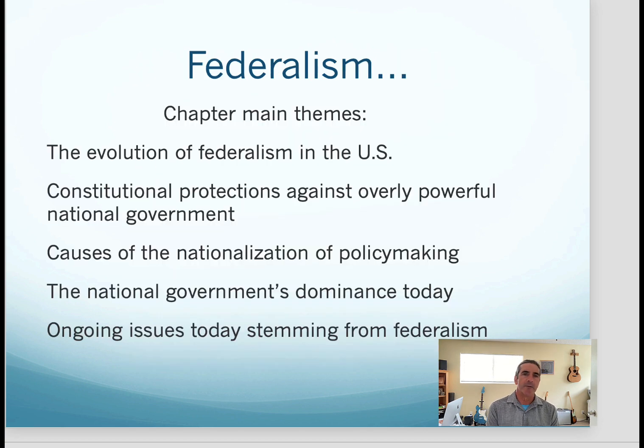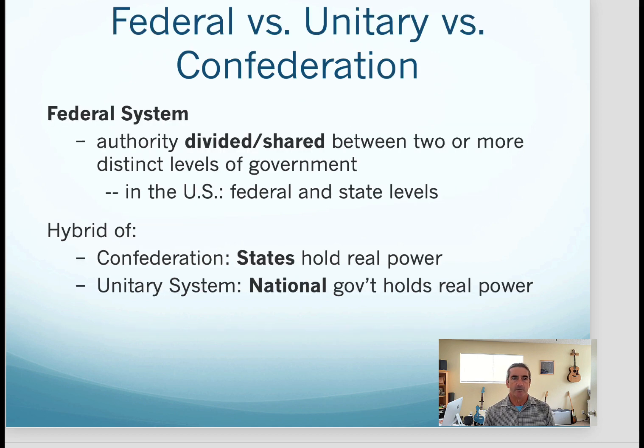Okay, so some of the main themes that we're going to talk about in this discussion from this chapter on federalism have to do with the evolution of federalism in the United States, the constitutional protections that exist, or were designed to exist, to prevent an overly powerful national government, why, despite that, our politics has become nationalized, the national government's dominance today, and some ongoing issues like the one I just described that stem from federalism. First, though, let's talk more about what federalism actually is.